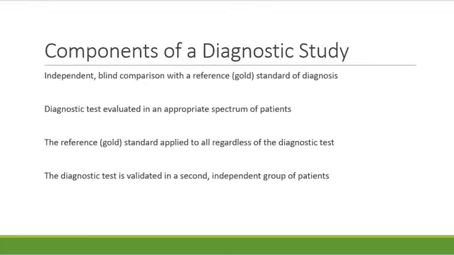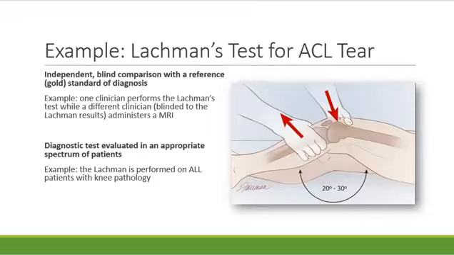Here are components of a diagnostic study. We'll look at these on the subsequent slides. Do these look familiar to things that you've discussed in class? Hopefully they do. Let's take the example of an ACL tear and doing a Lachman's test. If we're evaluating a study looking at the Lachman's test for an ACL tear, we want to compare the results from the Lachman test with a gold standard. And we want to have a blind comparison. So one individual is going to do the Lachman's test, and another individual blinded to the results would perform the MRI, the gold standard test.